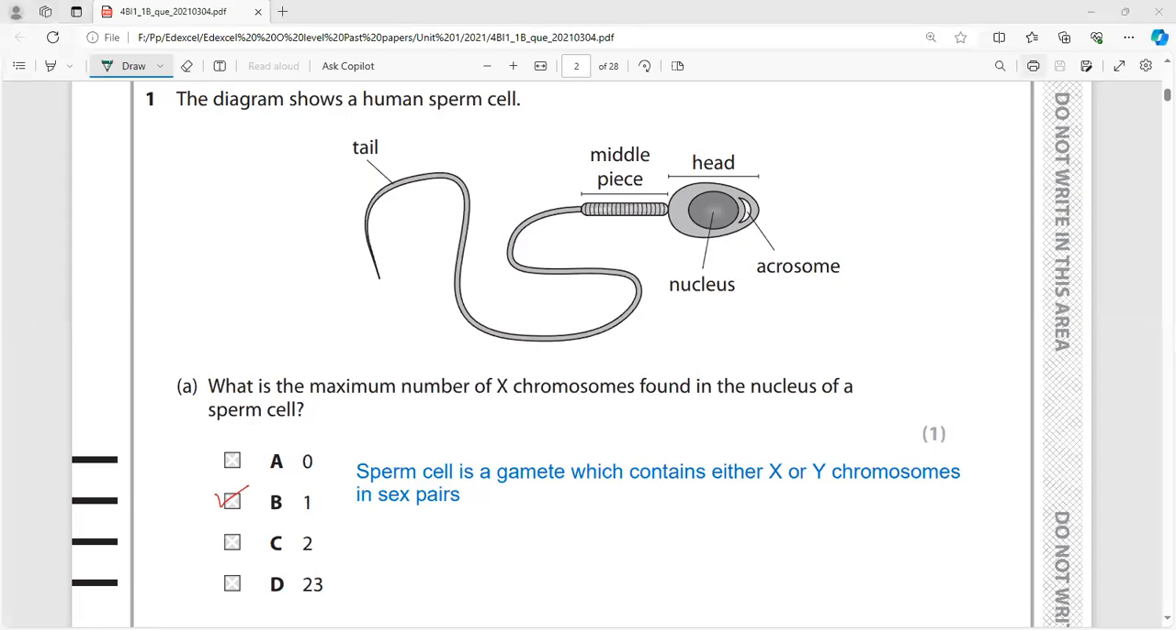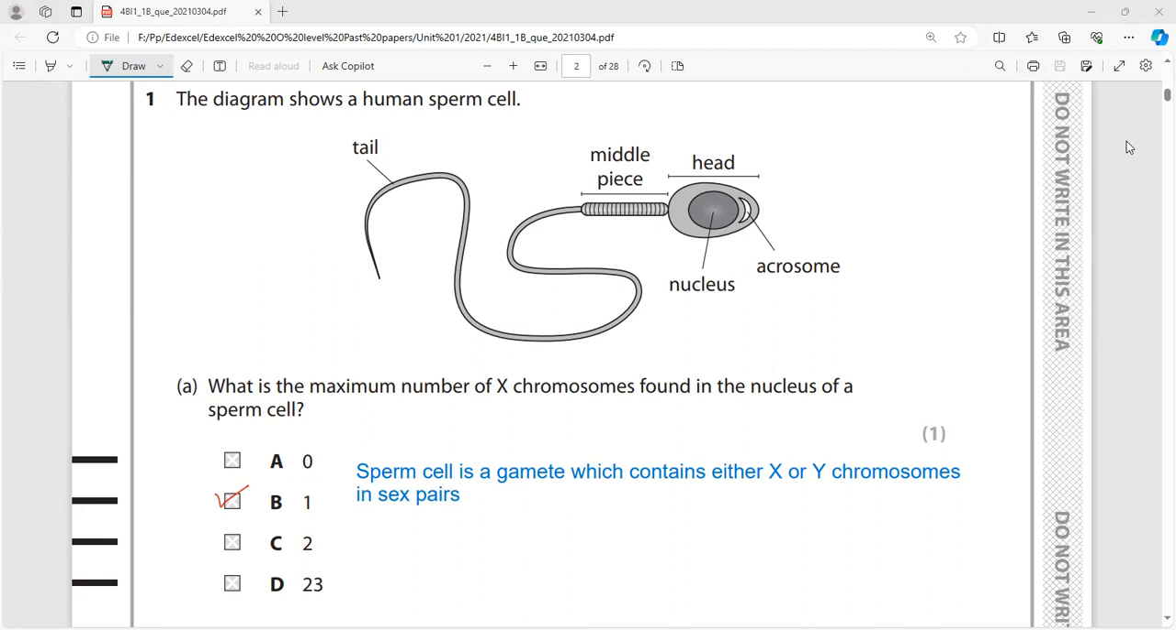The diagram shows a human sperm cell. A human sperm cell consists of three parts. Number one is the head, number two is the neck region, and number three is the tail region. The head region contains the acrosome, where hydrolytic enzymes are present to digest the outer wall of the egg cell to penetrate into the cytoplasm of the egg cell.